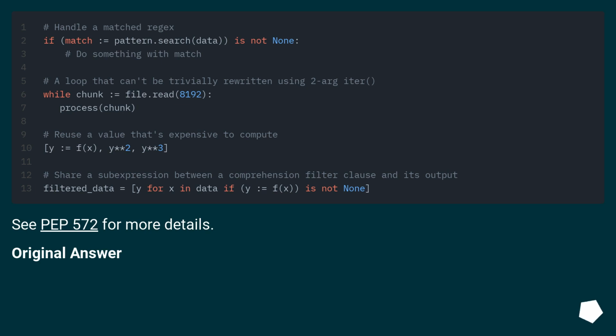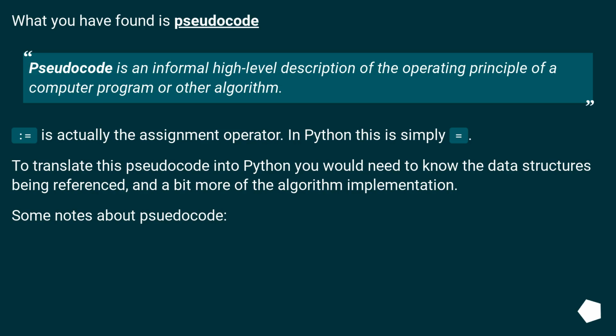Original answer. What you have found is pseudocode. Pseudocode is an informal high-level description of the operating principle of a computer program or other algorithm. Colon equals is actually the assignment operator. In Python, this is simply equals. To translate this pseudocode into Python, you would need to know the data structures being referenced and a bit more of the algorithm implementation.